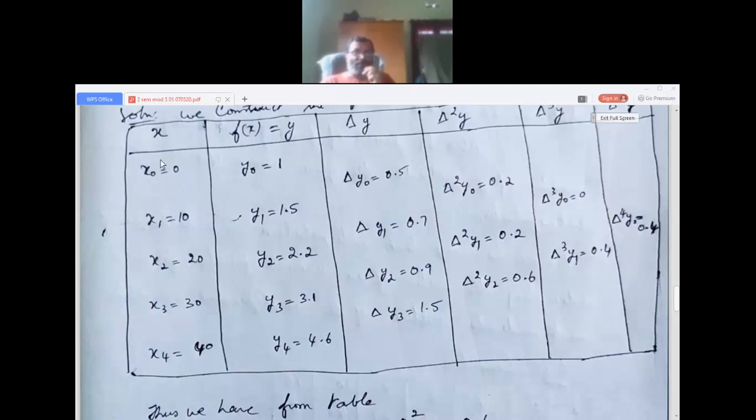See, first the x values are written in the first column. The x values are called arguments. So the first value x0 is 0, second value x1 is 10, third value x2 is 20, then x3 is 30, x4 is 40. Then next come the entries y equals f of x as given in the question. When x0 is 0, y0 is 1. When x1 is 10, y1 is 1.5. When x2 is 20, y2 is 2.2. When x3 is 30, y3 is 3.1. When x4 is 40, y4 is 4.6.